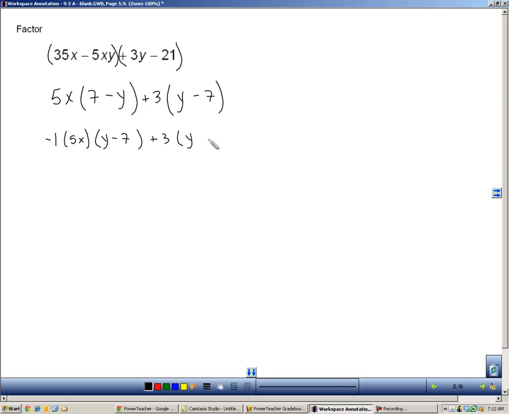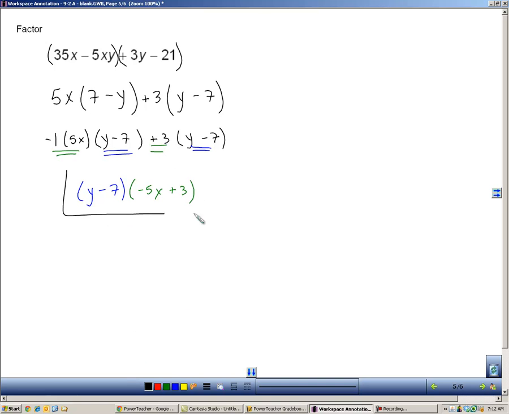Now let's see what that does for us. By pulling this negative 1 out, I'm able to change the sign of both of those, and then I just rewrote it so that it matched this one in the back. Now I get two groups that match, and I can pull those out as my new GCF. Now what am I going to be left with? Well, I'm going to be left with a negative 5x plus 3.